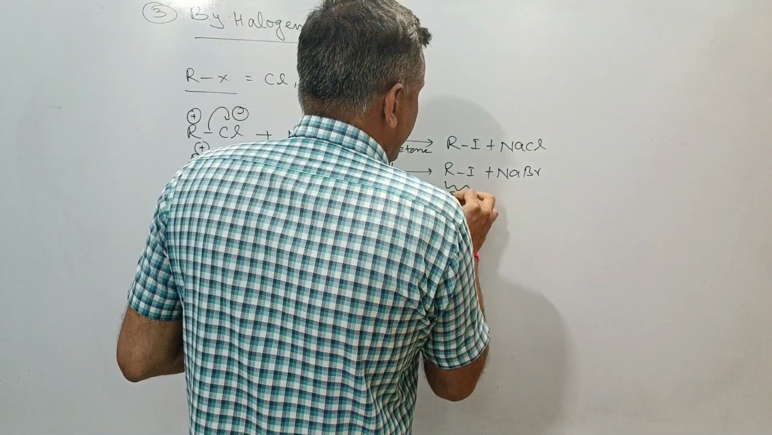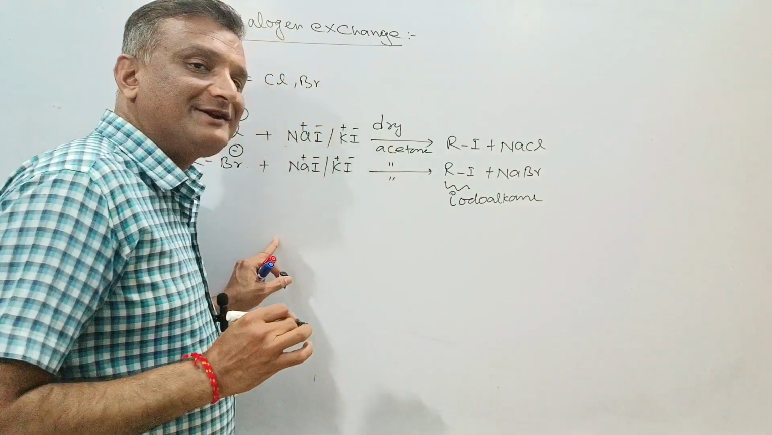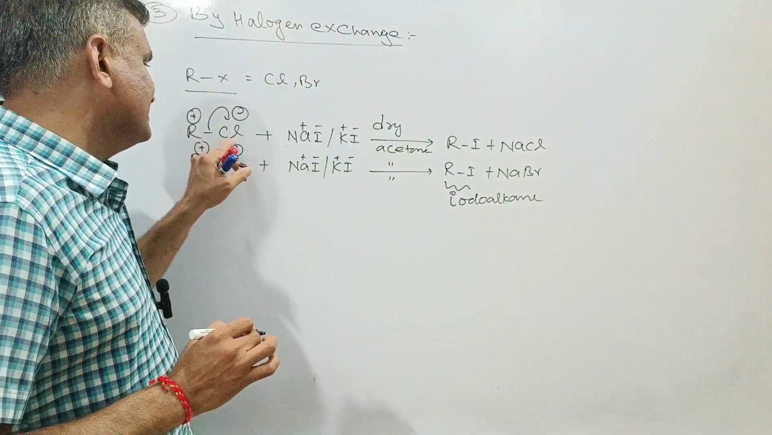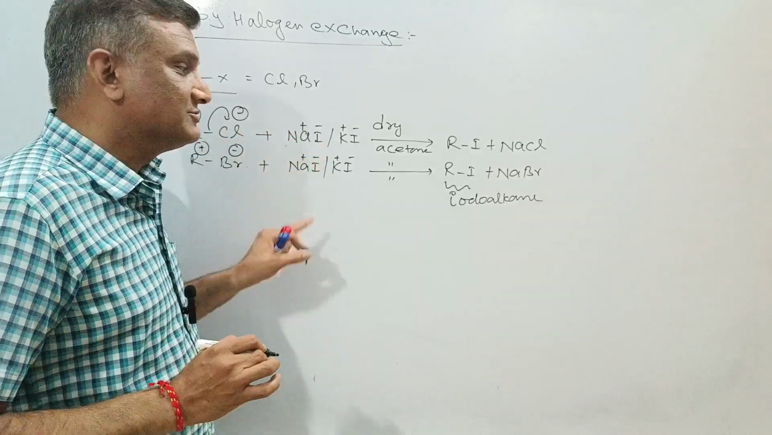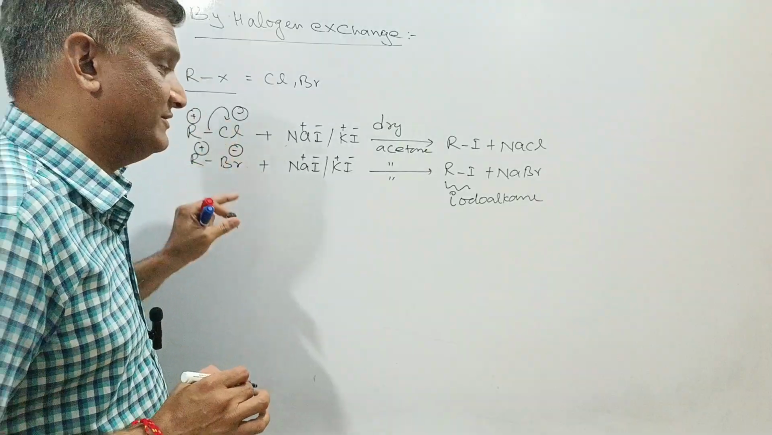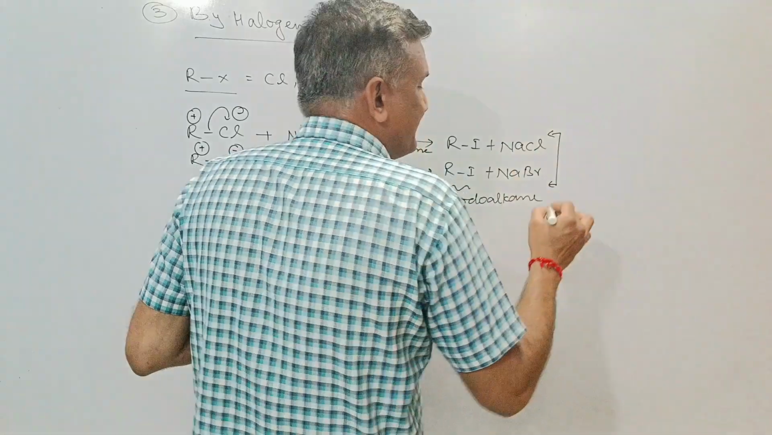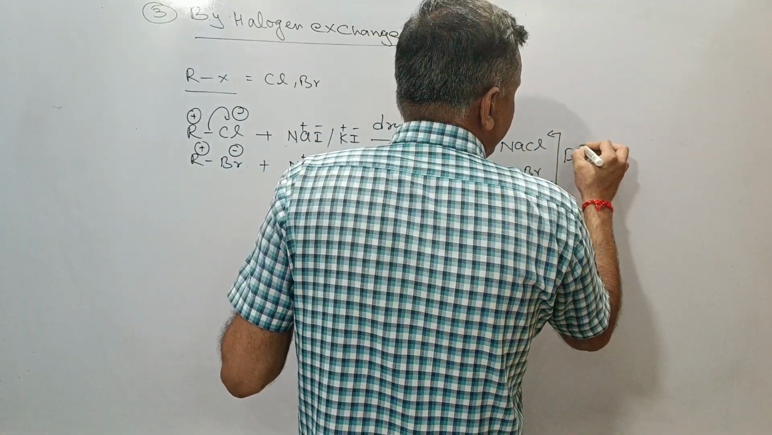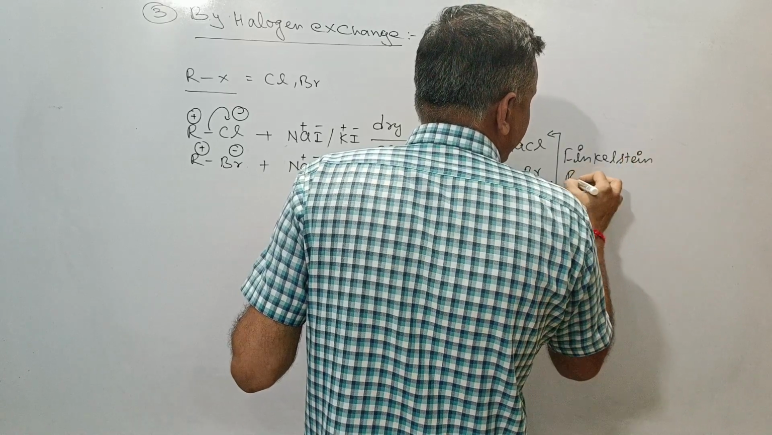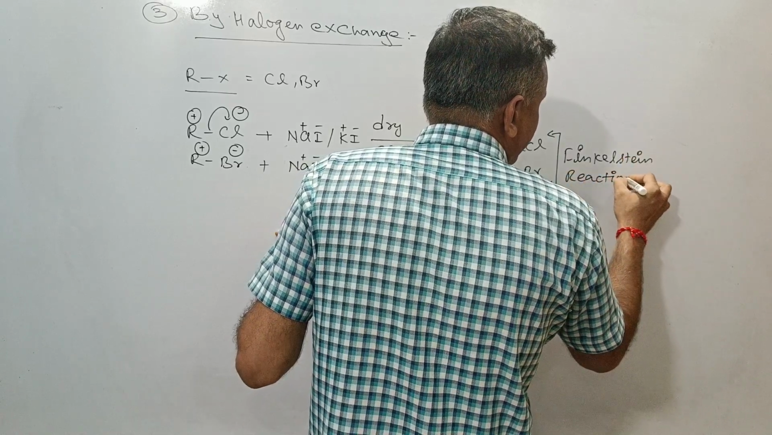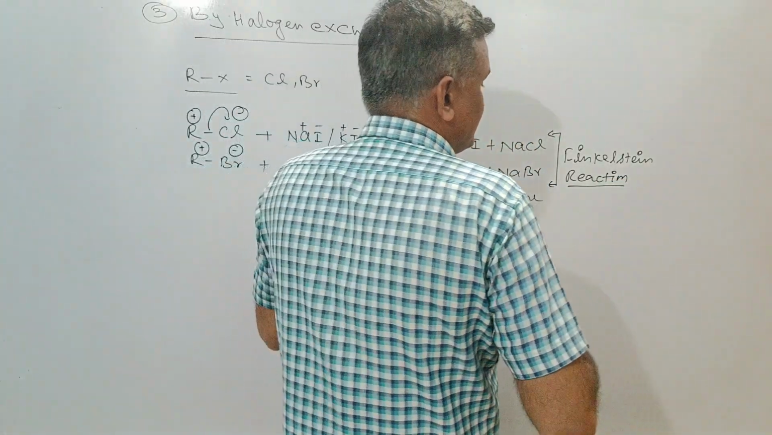In this reaction there is an exchange of halogen: I will be over here, Cl will be over here. So this is called halogen exchange. The name of the reaction is again a naming reaction. It is called the Finkelstein reaction. This is the naming reaction, and it is too important also.